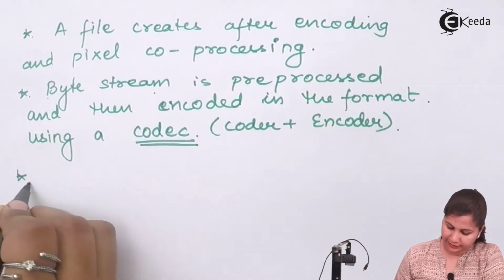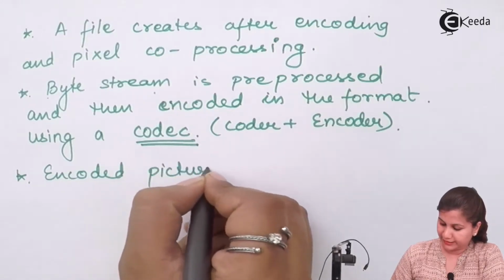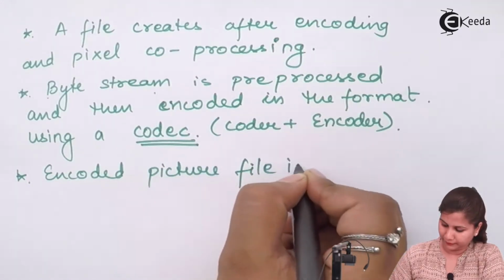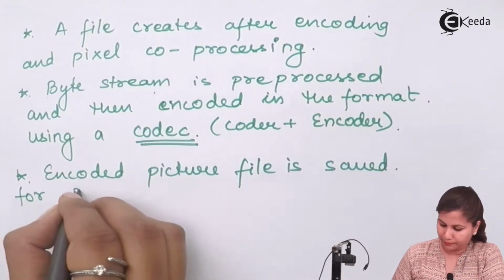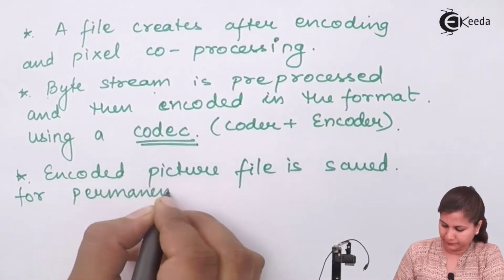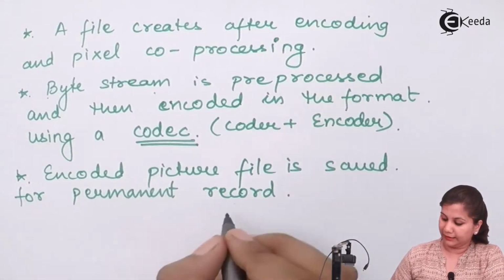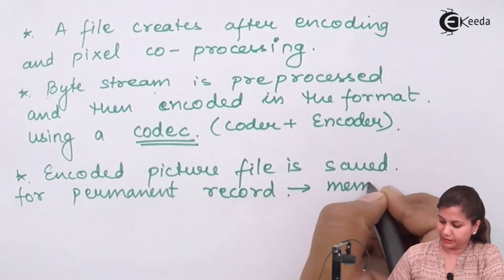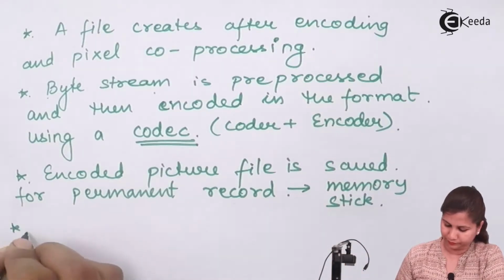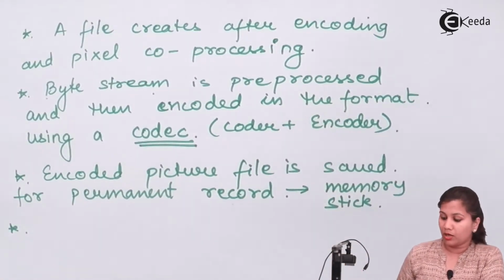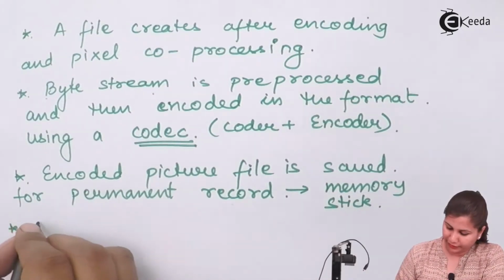After that the encoded picture file is saved for permanent record. And where it is recorded, it is saved in the memory stick. Now here, after the storage of the file, if we want to display the file, then the file is displayed.